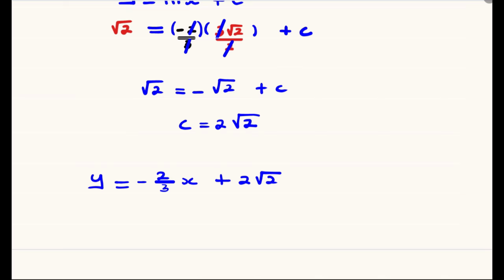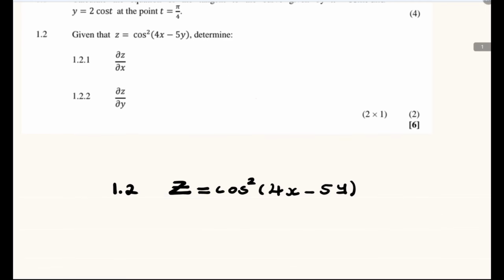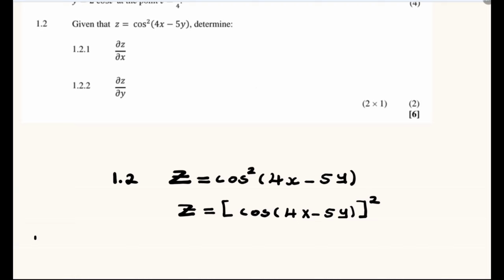Question 1.2, we are given the function z is equal to the cos squared of 4x minus 5y, which we rewrite as z is equal to, so we remove that square and we put it outside. So we have the cos of 4x minus 5y, raised to the power 2. It becomes easier for us to differentiate when the 2 is outside.